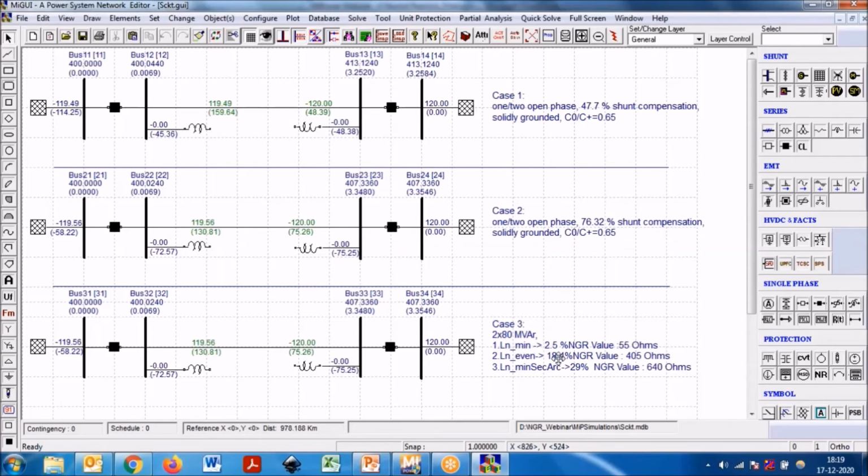Just to show, I think I have explained 3 different ways of the neutral reactor calculation analytically. So we are just concentrating on the resonance. This is the minimum inductor required, only 2.5% of the positive phase reactor value. So this is around 55 ohms. I will just try to see this.